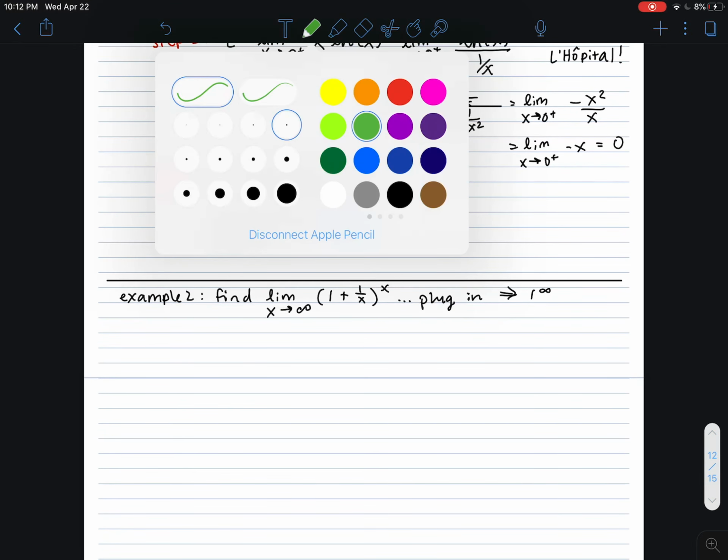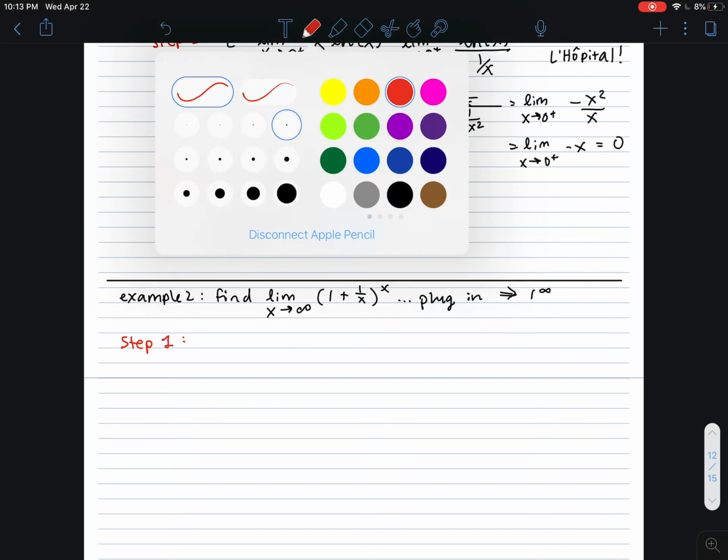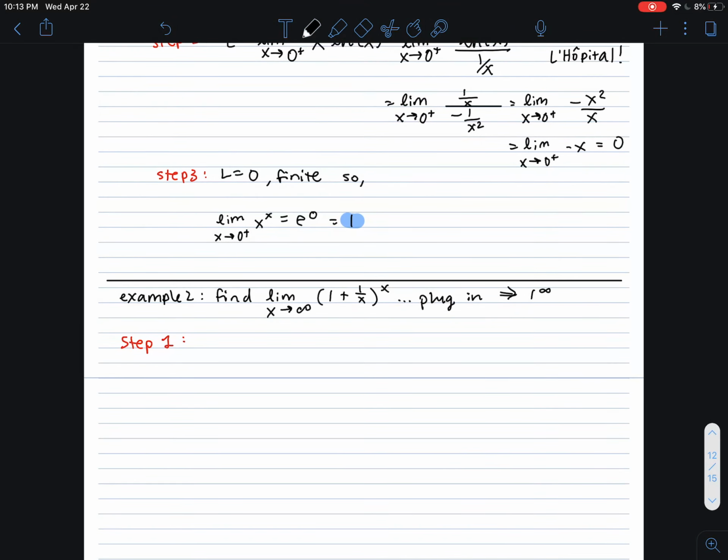So anyway, for the problem that we're working on right now, we know we have an indeterminate form, so we're going to go through our steps for dealing with this. Step 1 says to represent it as f of x and g of x, so f of x is our base here, which is just 1 plus 1 over x, and g of x is our exponent, which is x.